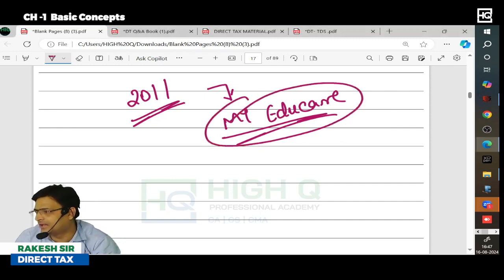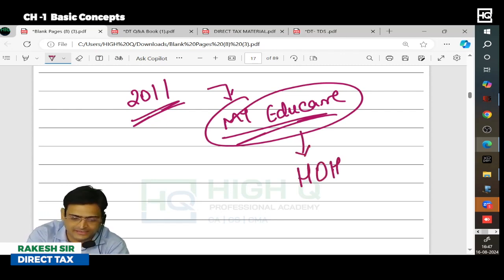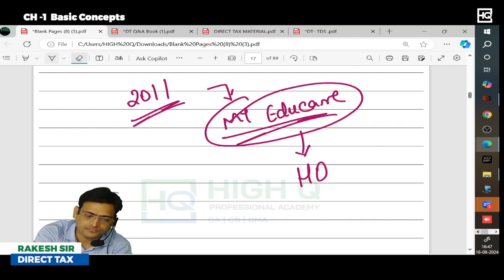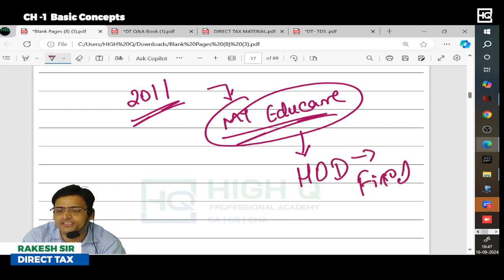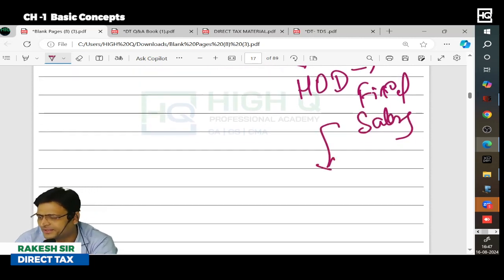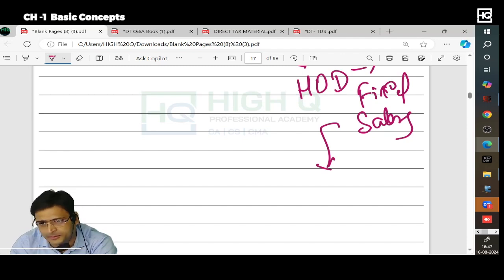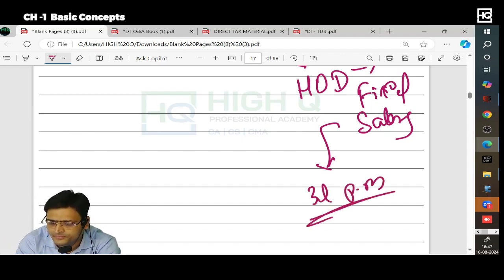Now, in MT Educare, I was working as head of department for direct tax and law, and they used to give me a fixed salary. I'll not tell you the amount. It was not much, by the way, but it was a reasonably good amount. For example purposes, I'm saying 3 lakhs per month.